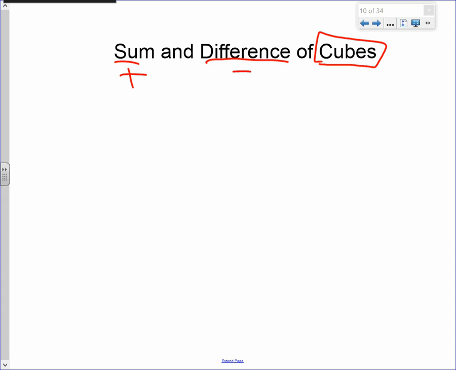So for instance, what if we had x cubed minus 8? Let's just dive right into the examples. You know what we're doing. I'm just showing you another pattern, so I don't need a crazy long intro. Here's example 1.